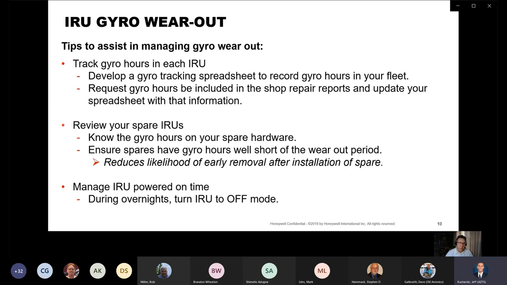Also, manage IRU power on time. During overnights, turn the IRU to the off mode.